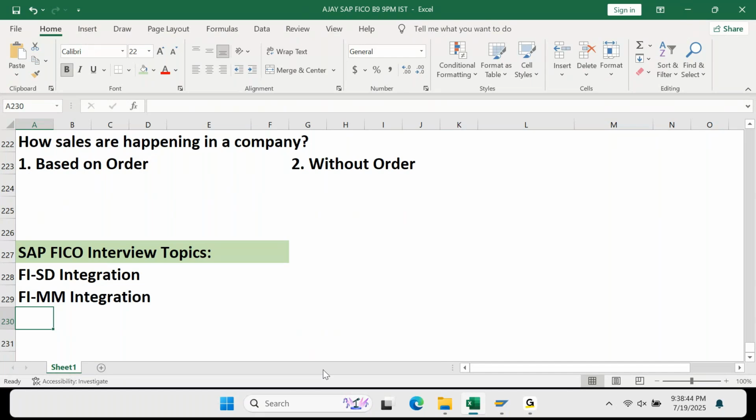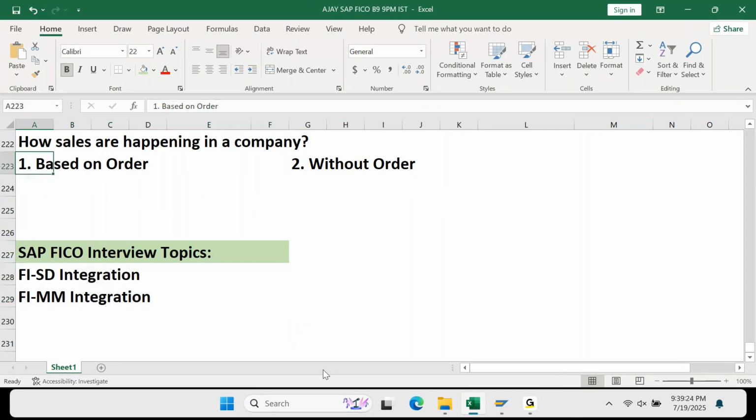There is no SAP FICO interview without these 2-point discussion, irrespective of the experience, whether you have 0 years of experience or 100 years of experience. For sure, you will be questioned about MM integration and SD integration with FI. Is my point correct or incorrect? Now, without these 2 points, there is no sale in the company. Without SD integration, without MM integration, there is no sales in the company.